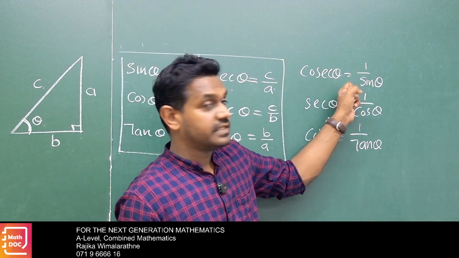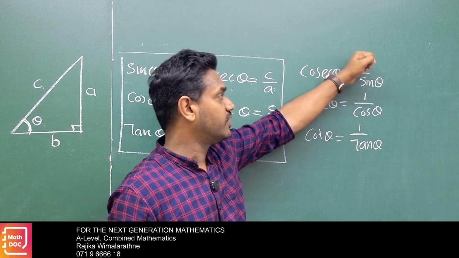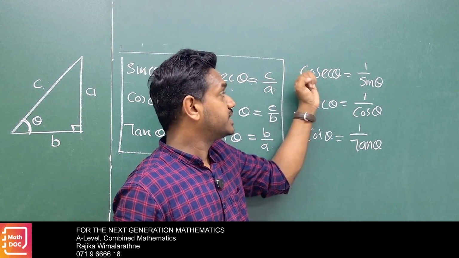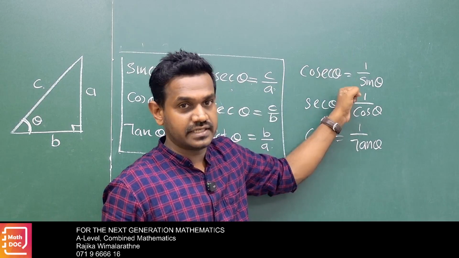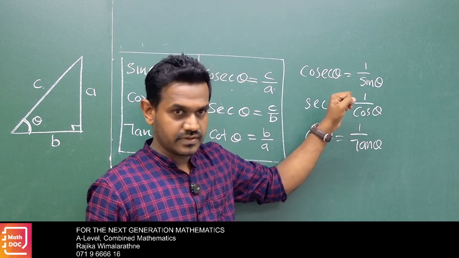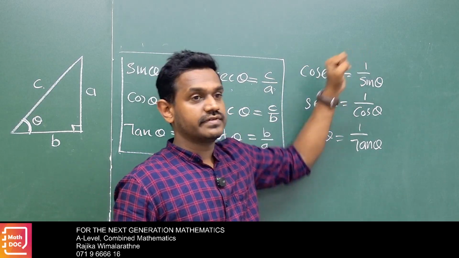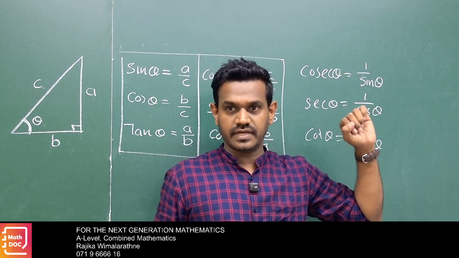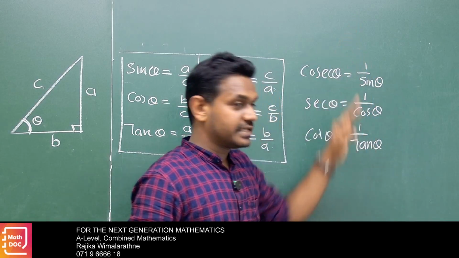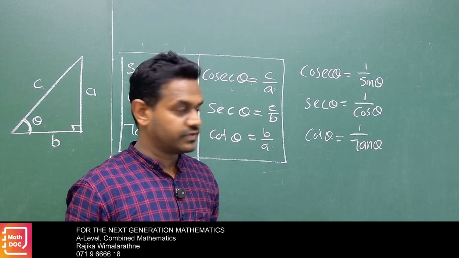So here these are possible with any angle. That means cosec x equals 1 over sin x. Cosec 30 equals 1 over sin 30. Cosec beta equals 1 over sin beta. Okay, with any angle that is possible. Cosec 0 equals 1 over sin 0. Then all the other cases are the same. For any angle that is true.